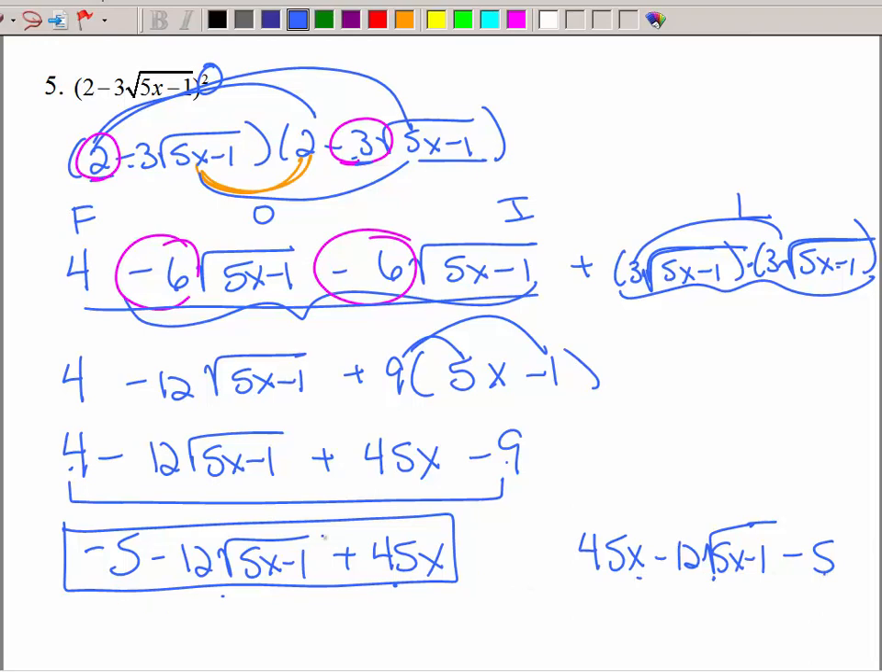But the key thing is if you have something squared, write it out twice. Those middle terms are always going to be alike, and you can combine them. And then remember, a square root times a square root cancels out the square root, and you just have what's underneath. One step at a time, you're going to do great.